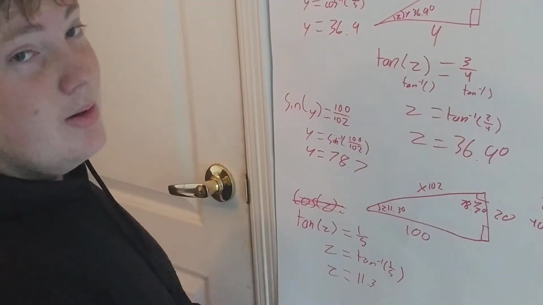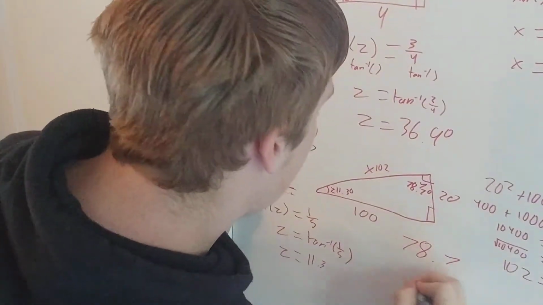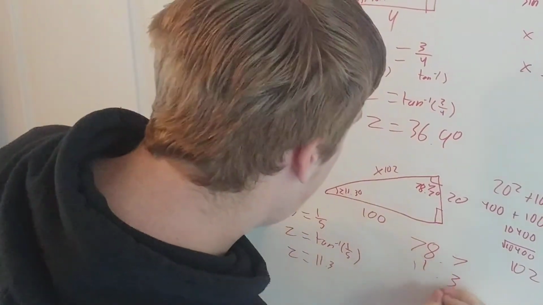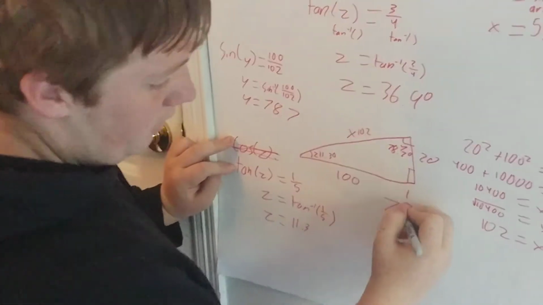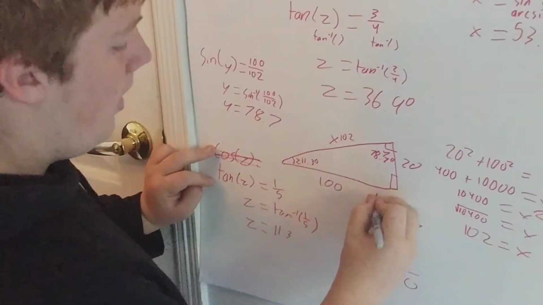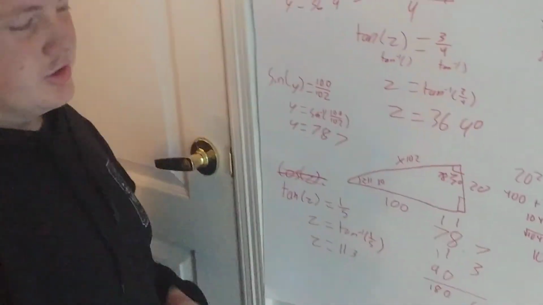And all we need to do now is check our angles. 78.7, 11.3, and 90. 9, 10. 8, 9 plus 9 is 18, 180, and we are good.